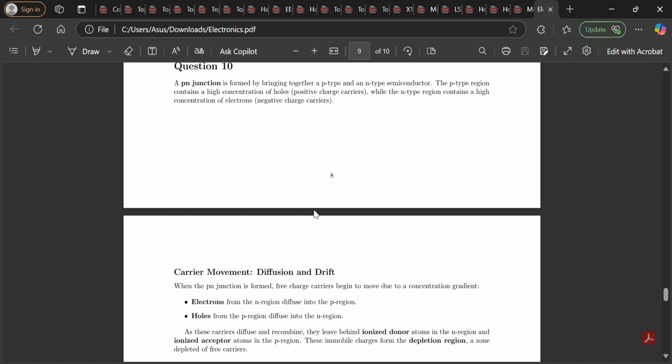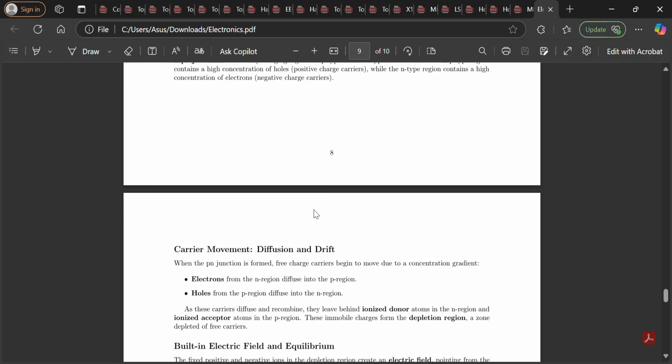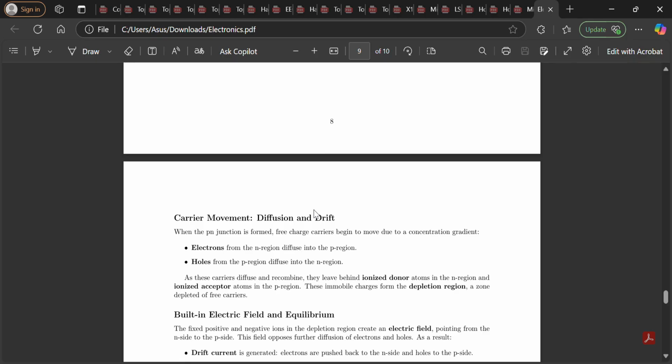Question number 10, PN junction. P-type holes and n-type electron carriers diffuse across the junction. Recombination leaves behind fixed ions, forming a depletion region. This creates an electric field that opposes diffusion. Drift current develops in the opposite direction. At equilibrium, drift and diffusion currents cancel, which means net current equals 0.